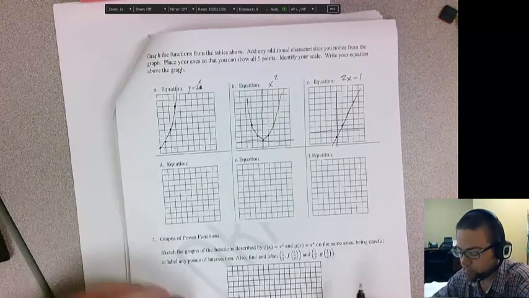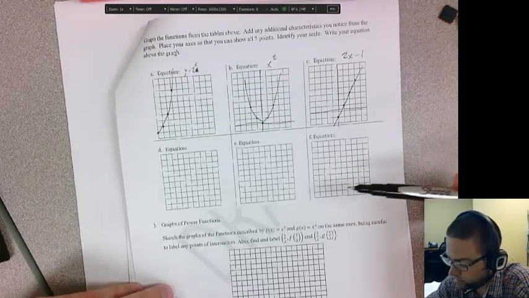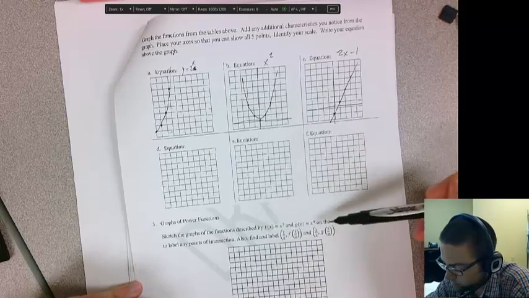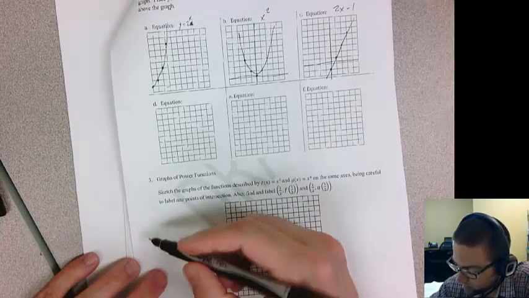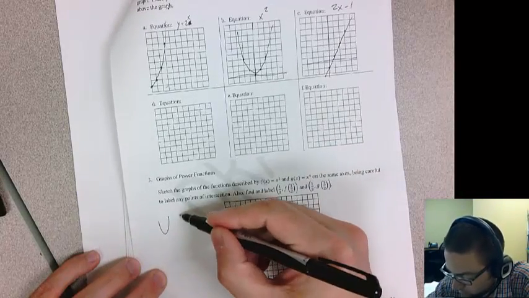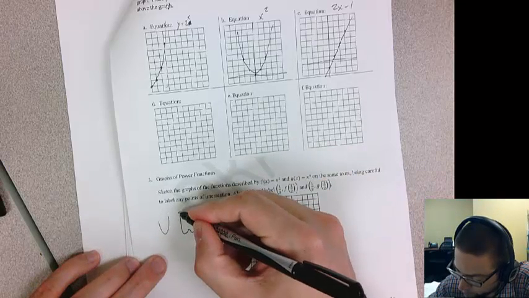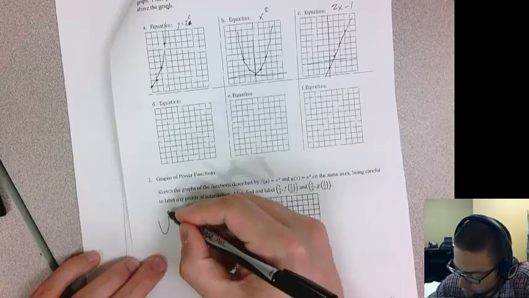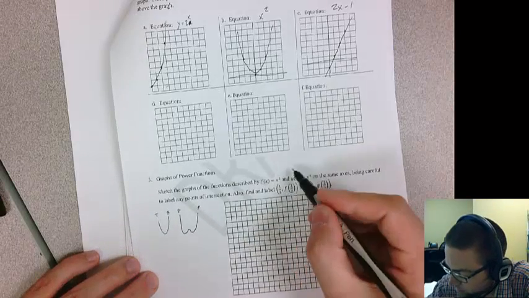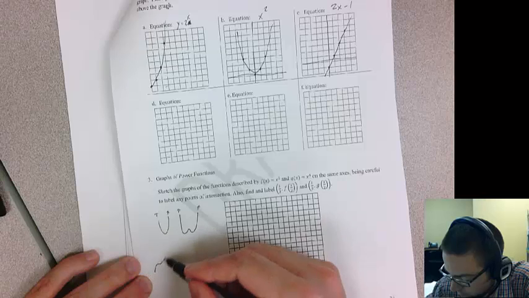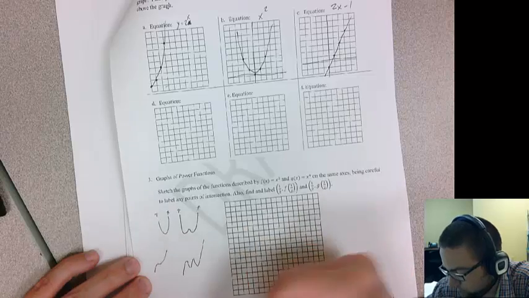And you can pull it right from the list of coordinates on the previous page. Graphs of power functions. So sketch graphs of those described. So x squared has a shape of a u. X to the fourth has a shape of a u, because even powers, they go up on both sides. Or if there's a negative in front, then they're going to both go down. Odd powers, where it's x cubed, will start low and go high. Or x to the fifth would be something maybe like that.